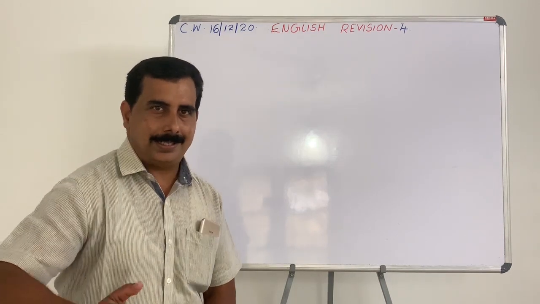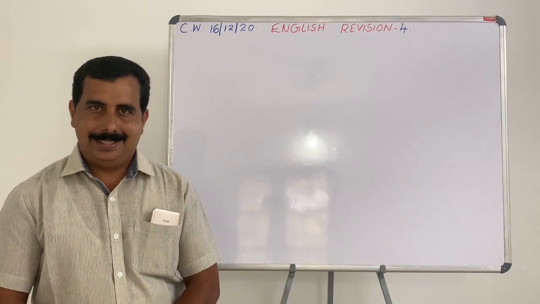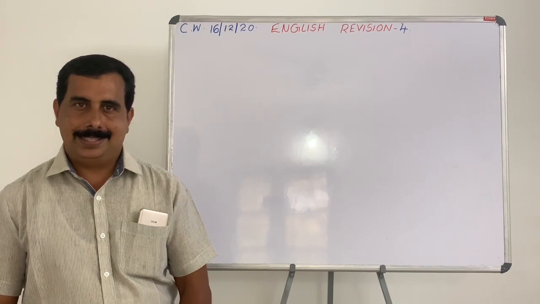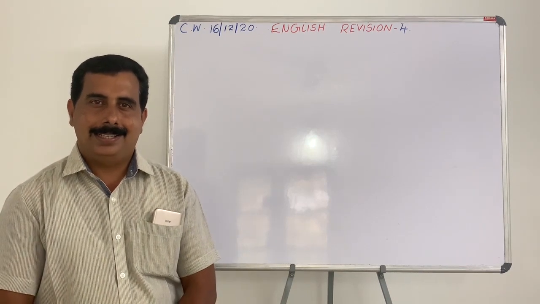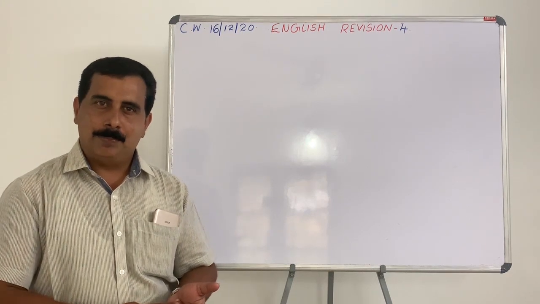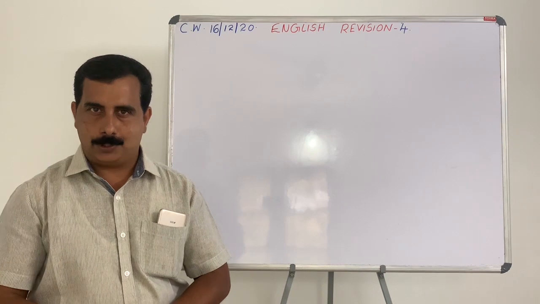Do you know how many lessons there are for our exam from Global English? There are 3 lessons. Which are the 3 lessons? Lesson number 1, Welcome to School. Number 2, Family Time. Number 3, Fun and Games.